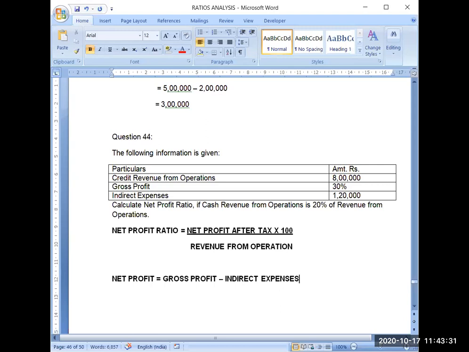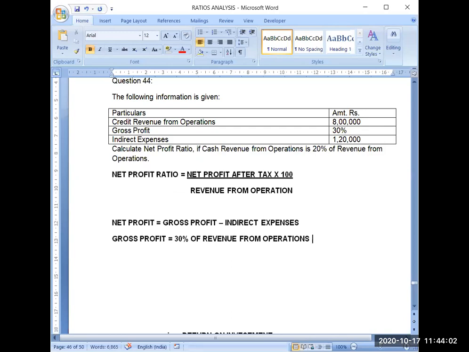Now gross profit I will calculate. Gross profit is equal to 30% of revenue from operations. Again, I don't know in this question what is revenue from operations. I know only credit revenue from operations. So I need to calculate revenue from operations also.